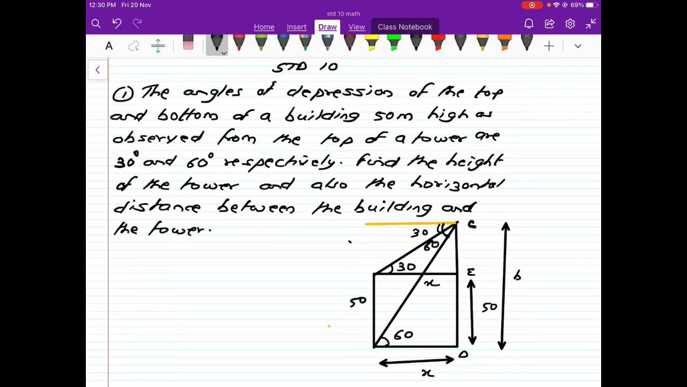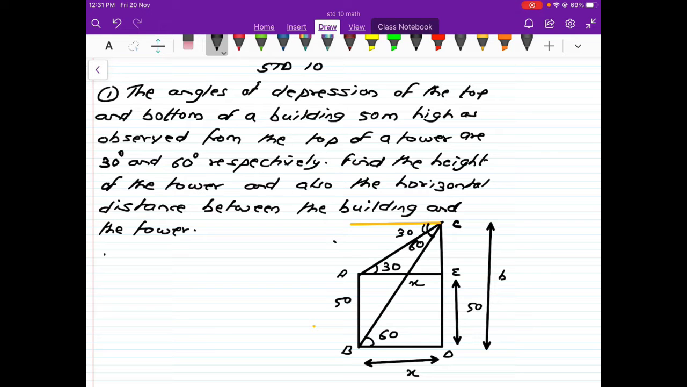The angles of depression of the top and bottom of a building 50 meters high. So 50 meters high is the building, and we can take this as the building AB, as observed from the top of a tower, are 30 and 60. So the angles of depression are 30 and 60. You have to find the height of the tower, first thing. Second thing, you have to find the distance between the building and the tower also.